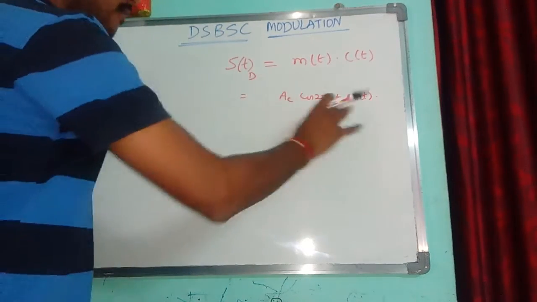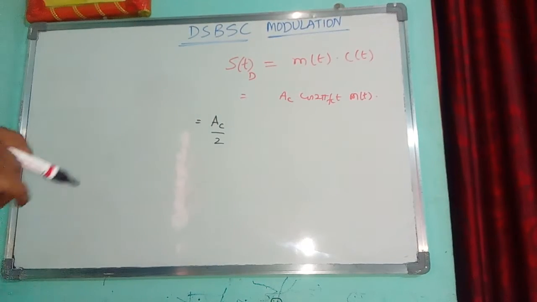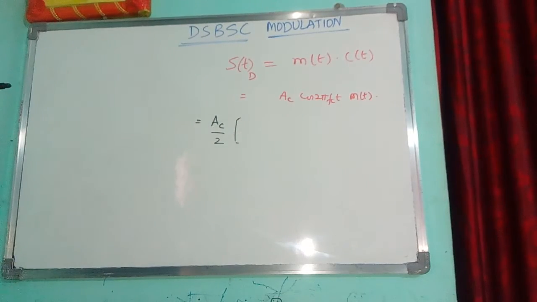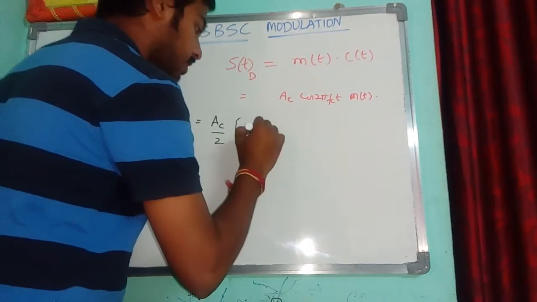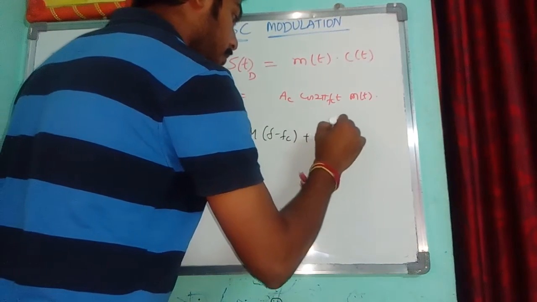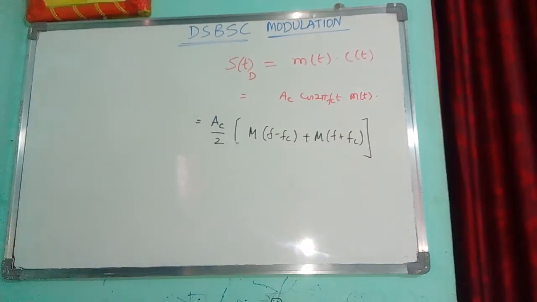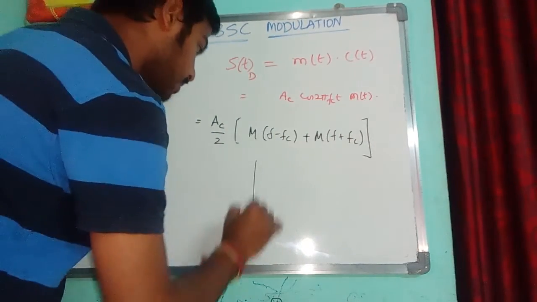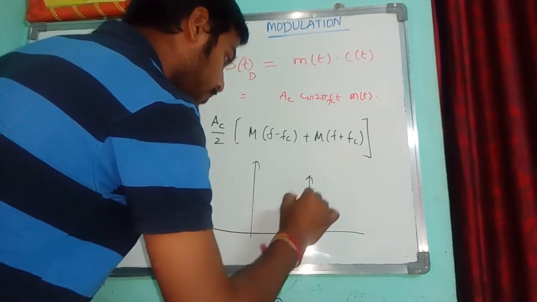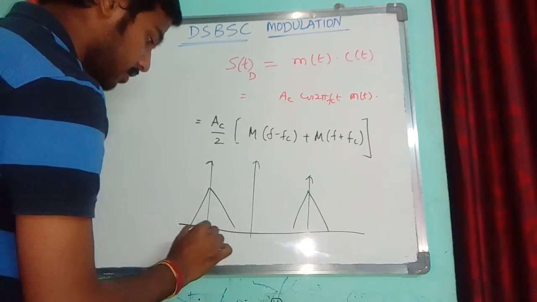When you convert into the Fourier domain, what happens here? This is Ac by 2, this is Ac by 2. Then m of t is multiplied with cos 2 pi fc t. What happens here is a delta function: M of f minus fc plus M of f plus fc. These two we will get. That means I have plotted the frequency spectrum. At f equal to fc, I have the message. At f equal to minus fc, I have the message.